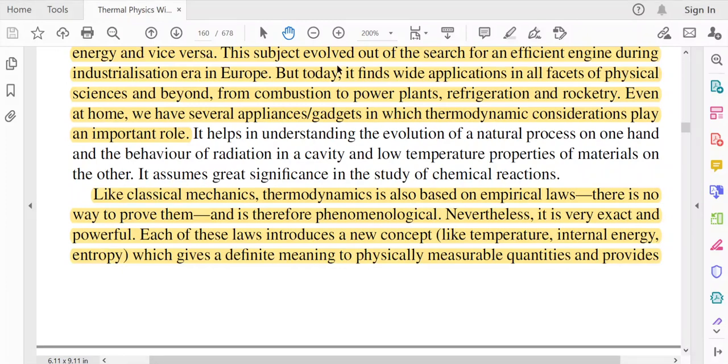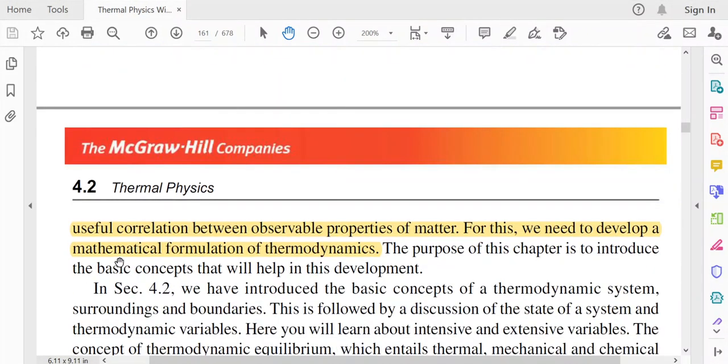Why? Because each of these laws introduces a new concept like temperature, internal energy, entropy. That is, from thermodynamical laws, we can have some concept about temperature, internal energy, entropy, etc., which gives a definite meaning to physically measurable quantities and provides useful correlation between observable properties of matter. For this, we need to develop a mathematical formulation of thermodynamics.